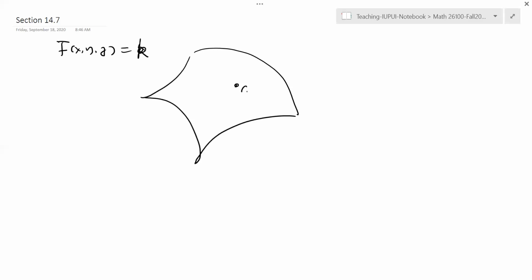Okay. We know that if the surface is determined by an equation, and this is a surface, and this can be constant k, it's a level surface. In this case, the gradient of the function at that particular point is the normal vector.